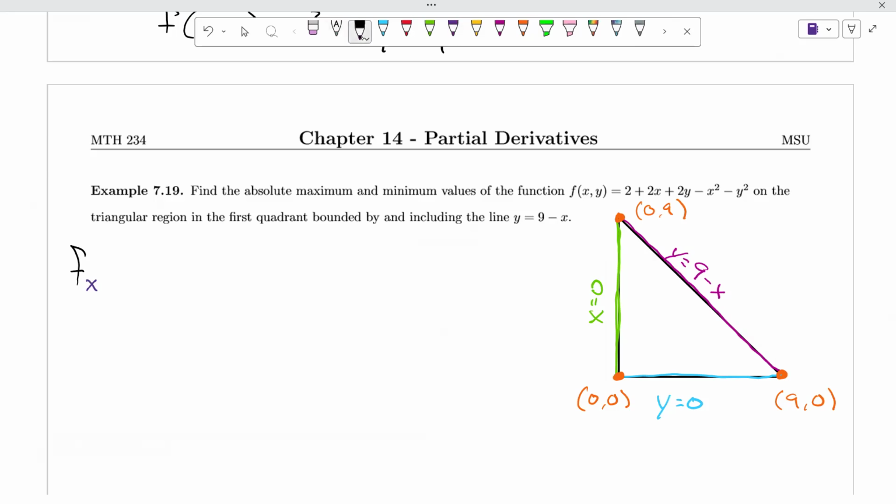I need an x partial. It looks like it is 2 minus 2x. And again, I want that thing equal to 0. I need a y partial, which looks like it's 2 minus 2y. Again, set it equal to 0. Solve each of those equations. And by solve each of those equations, I really mean solve the system of equations. Because we should be solving systems here.